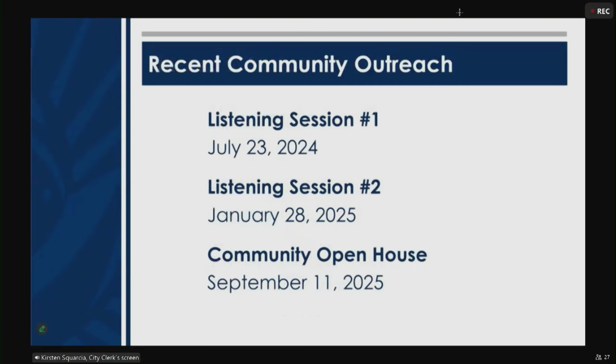Charities Housing has had 3 community outreach events. The first 2 are listening sessions, and you see the dates right there, with the last one being a community open house in September of this year. At that community open house, they had various stations discussing various parts of the project, from civil engineering to the programming on site, to the actual architectural design of the buildings. Next slide.